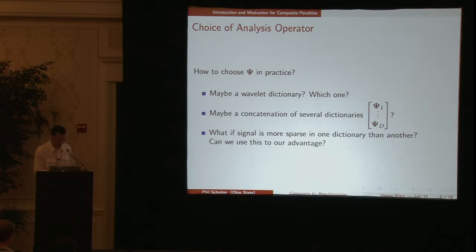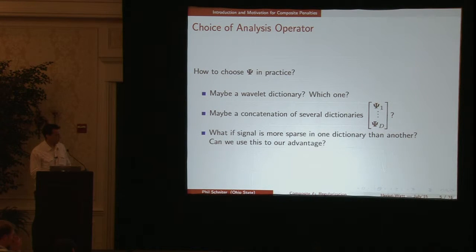All right, so here's the main question. How do we choose this analysis operator, this dictionary? Maybe we might want to choose a wavelet dictionary, but there's many wavelets to choose from. So how do we select among those possibilities? Maybe we can take a whole bunch of different dictionaries and stack them on top of each other and get some sort of compound dictionary.